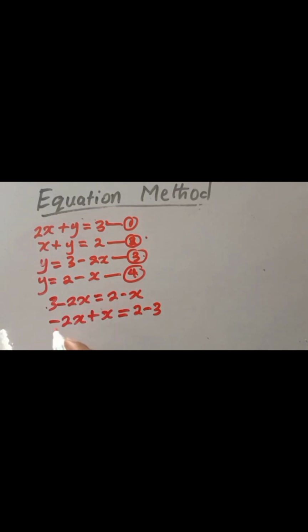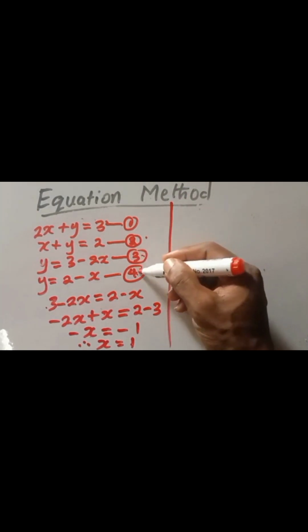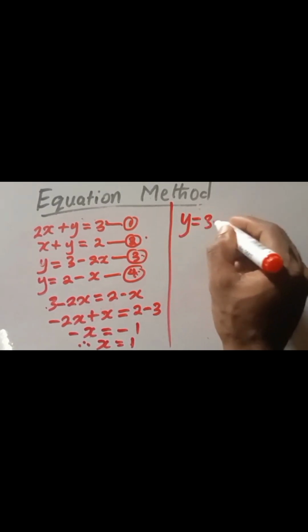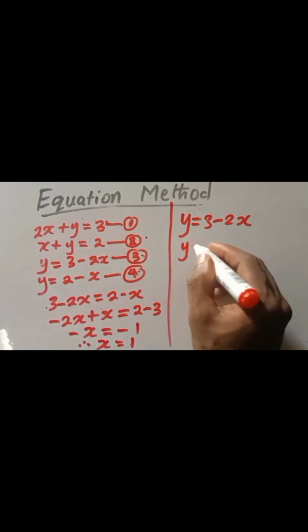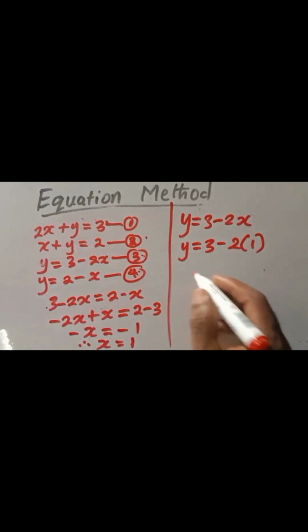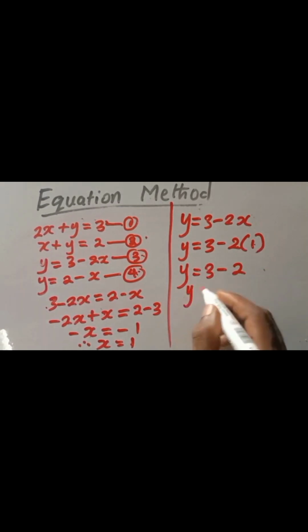Alright, so what next again? We simplify. Minus 2x plus x will give us minus x equals 2 minus 3, which will give you minus 1. Of course, on that note, it therefore implies that our x must be equal to 1. Alright, so now to find y, we substitute x into either equation 3 or 4. Equation 3 is giving us y equal to 3 minus 2x. So y equals, wherever you see x, you put 1. You have 3 minus 2, open brackets, 1, close brackets. So y equals 3 minus 2 times 1, which will give you 2 as 3 minus 2 is 1. So y will be equal to 1.